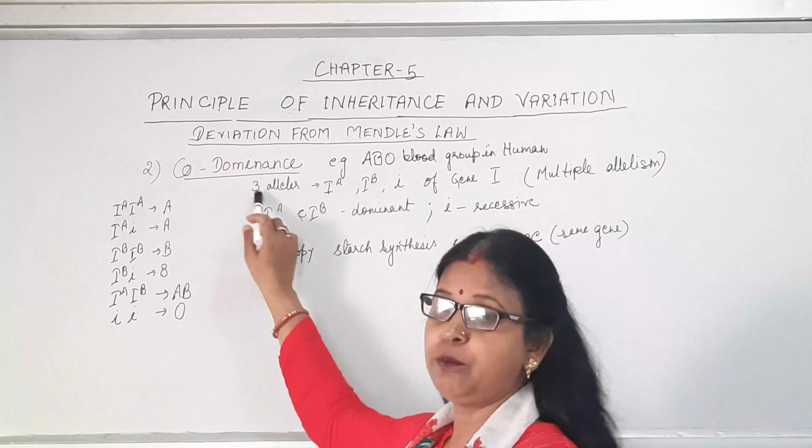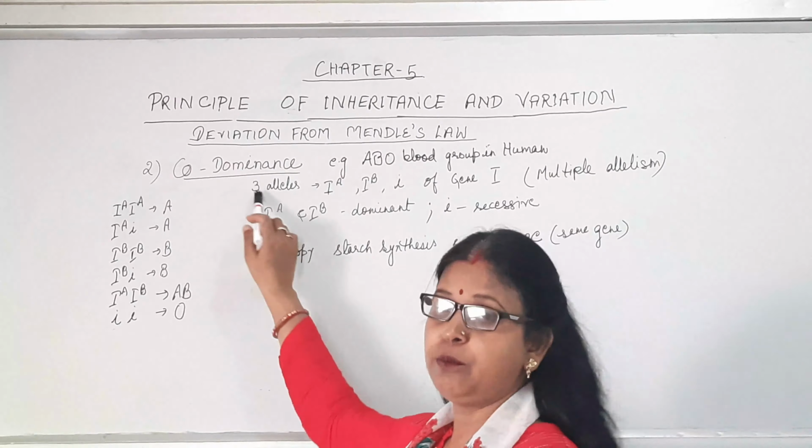The second type of deviation from Mendel's law is codominance. That means for codominance, two alleles are required, two genes are required for the same character. That means when the two types of alleles come together, they will give rise to a different type of character. Now we will discuss through the example of ABO blood group in human beings. Here we know that the gene I, which is responsible for the appearance of different types of blood group in humans, is controlled by the gene capital I. This gene has more than two alleles.